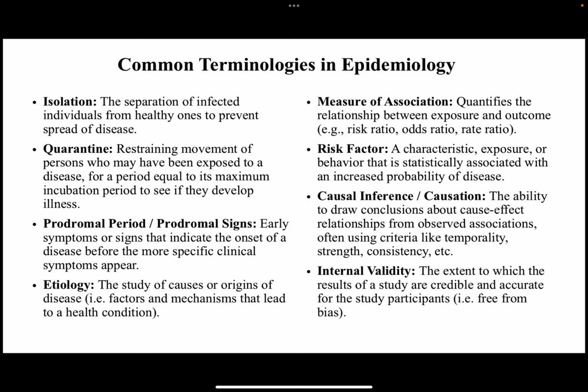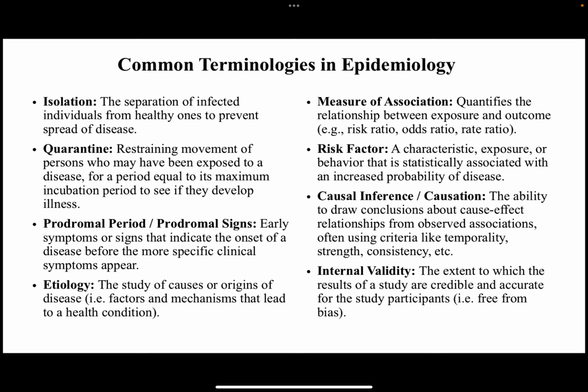Then we have quarantine. Quarantine is about restricting the movement of people who have been exposed but are not yet sick. That's the key thing. These are people who have come into contact with people who have an infection or a disease, but they are not yet sick. So we quarantine them.